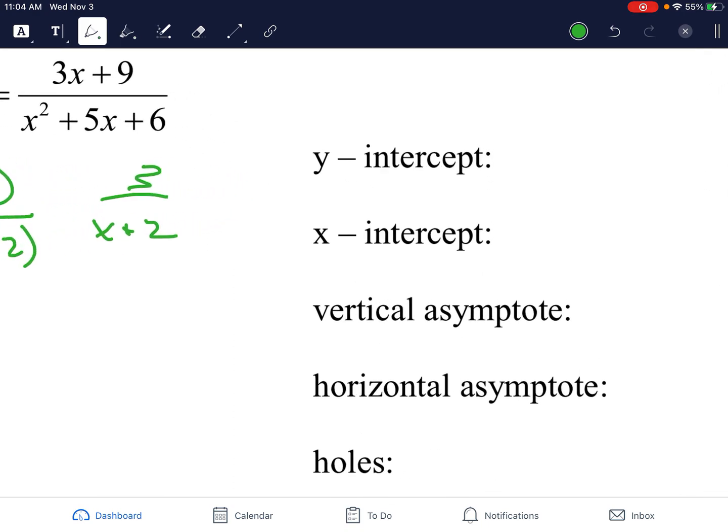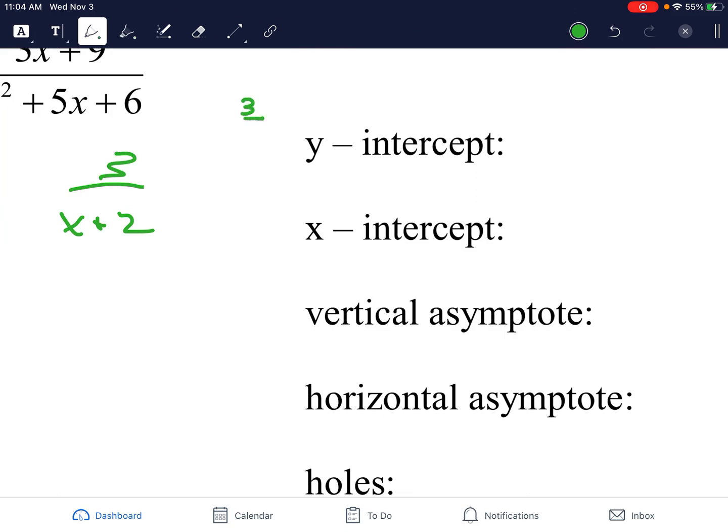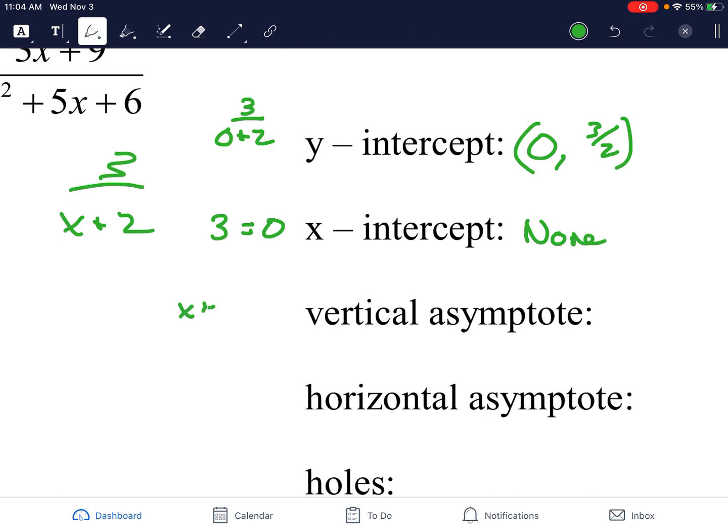All right, for your y-intercept, you put zeros in for the x's. 3 over 0 plus 2 gives you a y-intercept of 3 over 2. Again, please make sure your y and x-intercepts are both written down as points. For your x-intercept, you take the numerator, in this case 3, set it equal to 0. That is not actually a true statement, so that means there is no x-intercept. Your vertical asymptote, you take the denominator, x plus 2, set it equal to 0. Solve for x. X equals -2 is your vertical asymptote.